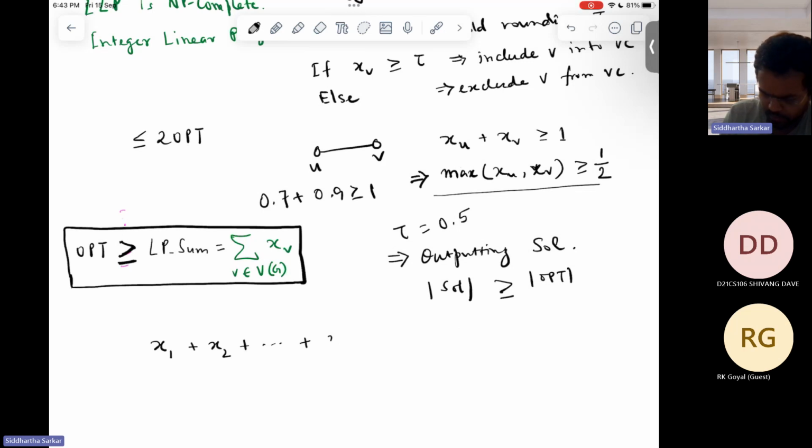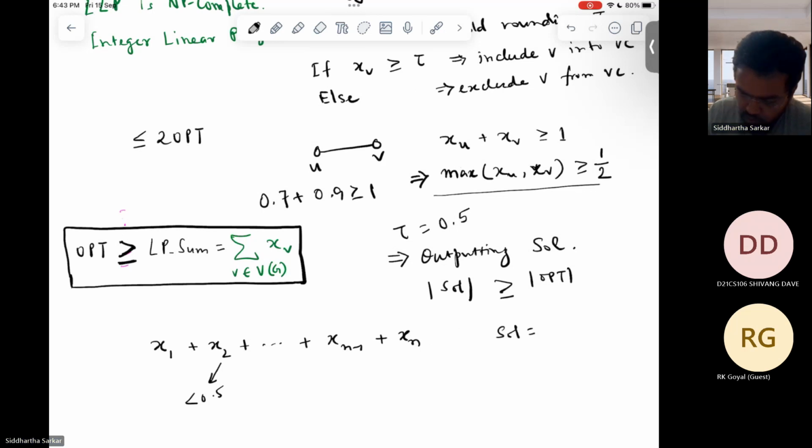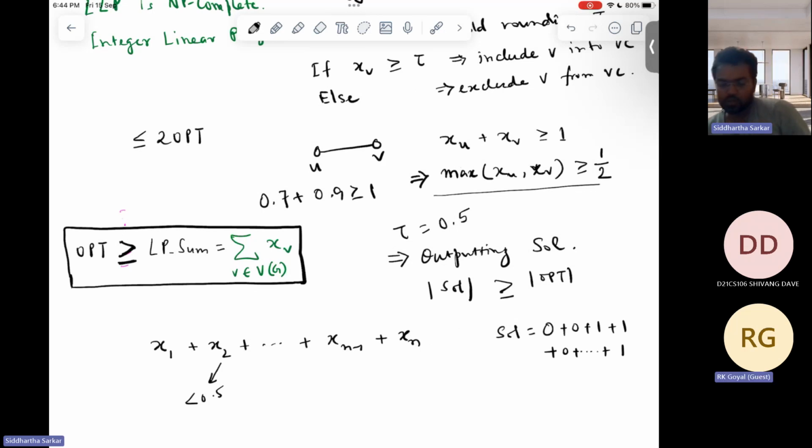So how many variables do we have? We have n variables corresponding to the n vertices. Some of these variables which were less than 0.5, we are rounding them to 0. We are not taking them, so they are not contributing to our sol. Sol is after we have rounded. So some of the values have become 0, some have become 1. So this is sol for us. Now we want to say how big is sol with respect to OPT.